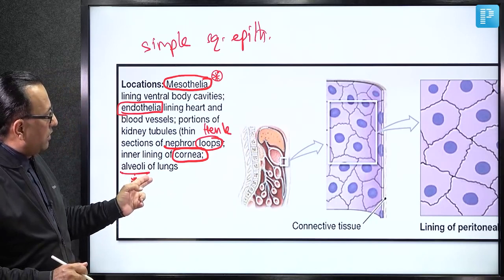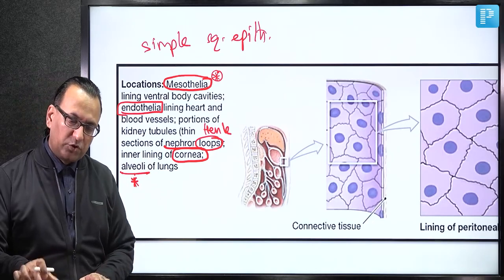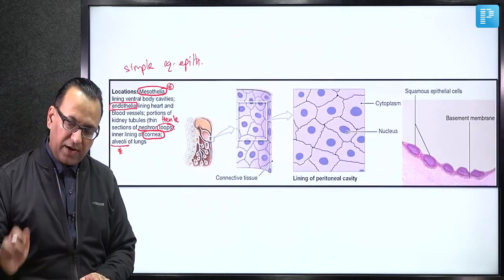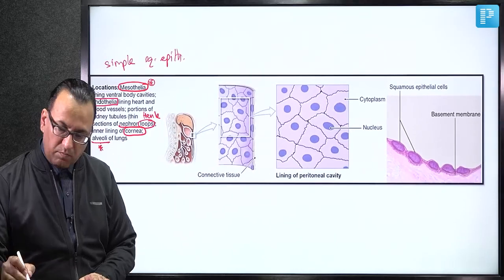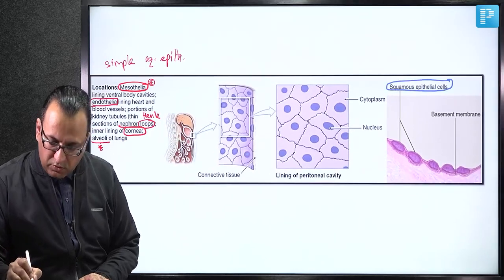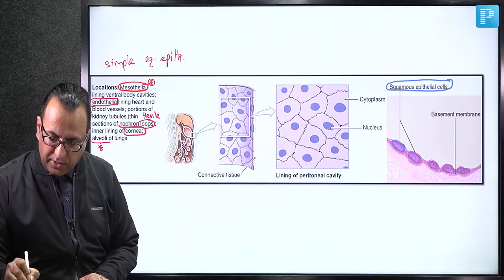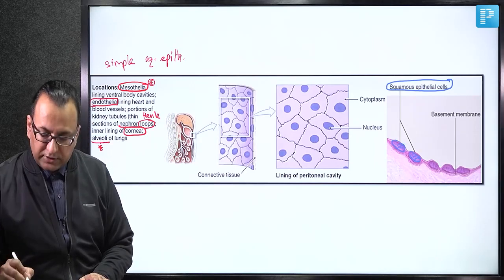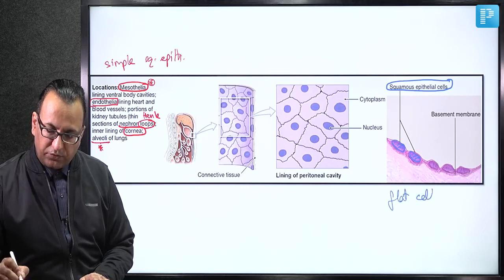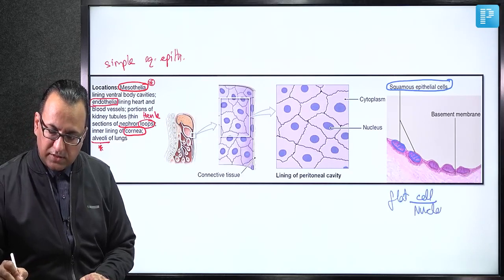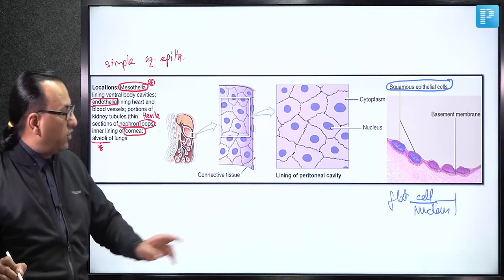And when we are looking at the histological picture, we should find that it is a flat cell with flat nucleus. But here I am finding it is not a flat nucleus. It is appearing globular. Yes, that's what we mentioned. It is a flat cell with flat nucleus, but not necessarily is the nucleus flat. It can be globular also.